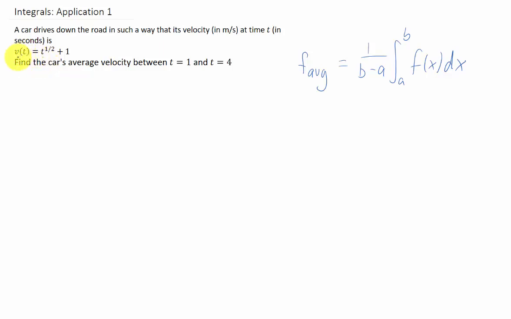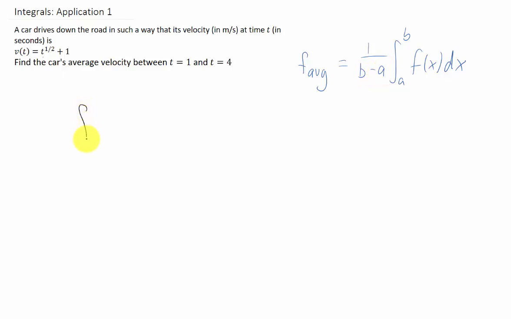So we're given a function that represents a car's velocity, and we just want to find the car's average velocity between the values t equals 1 and t equals 4. Recall that the average value of a function on an interval a to b is given by the integral of that function from a to b divided by the length of that interval, b minus a.